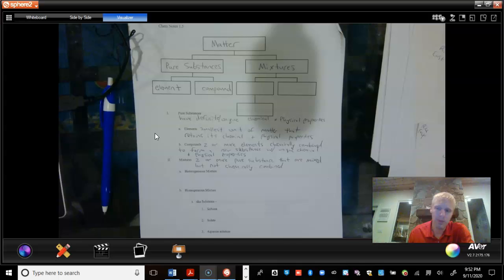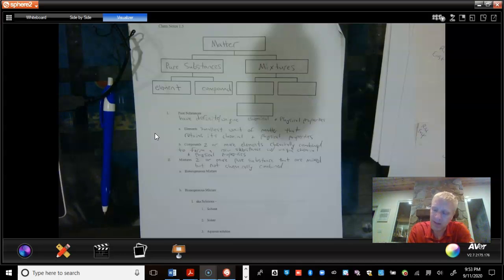Alright, going on to mixtures. That's when you have 2 or more substances that aren't chemically combined. They're just kind of mixed together. Kind of like pepperoni pizza. It's got pepperoni, cheese, bread, tomato sauce. That's a mixture. A lot of different things. And you've got a homogeneous mixture and a heterogeneous mixture.